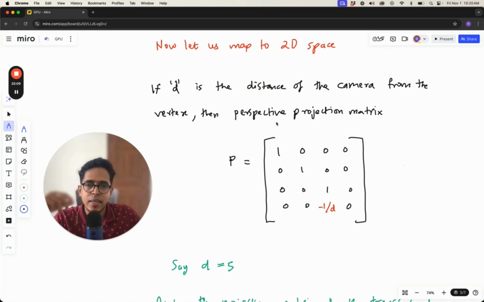So if the camera is at a distance d from the vertex, then there is something called the perspective projection matrix, which allows us to calculate the placement of the vertex with respect to the camera. The perspective projection matrix P is written like this. It's 1, 1, 1 along the diagonal. This one is 0, and here it's minus 1 by d. And here d is the distance between the camera and the vertex.